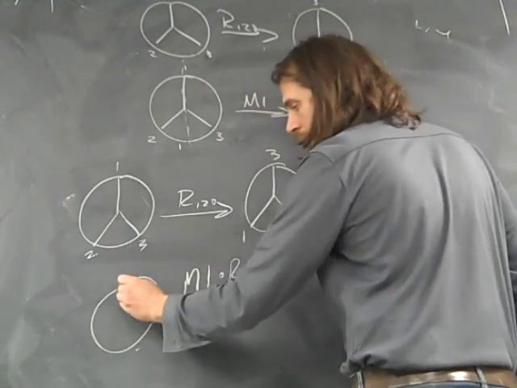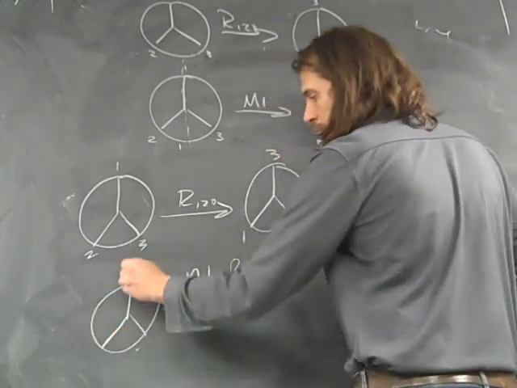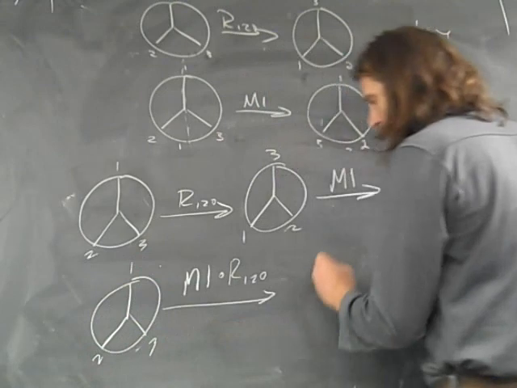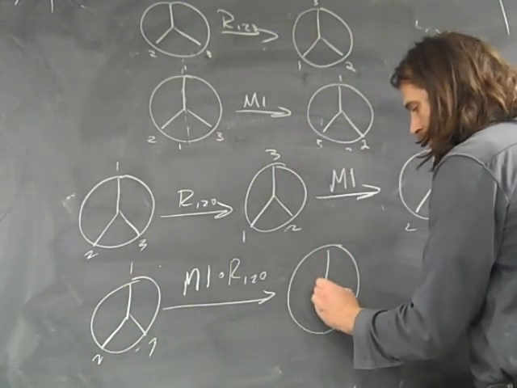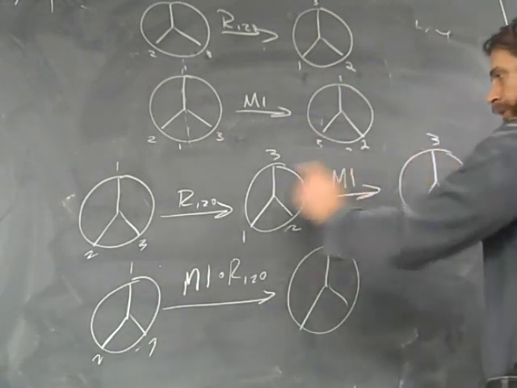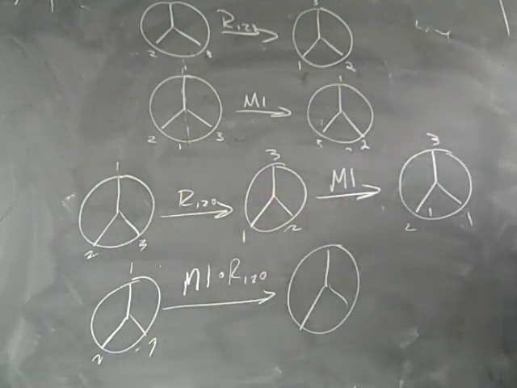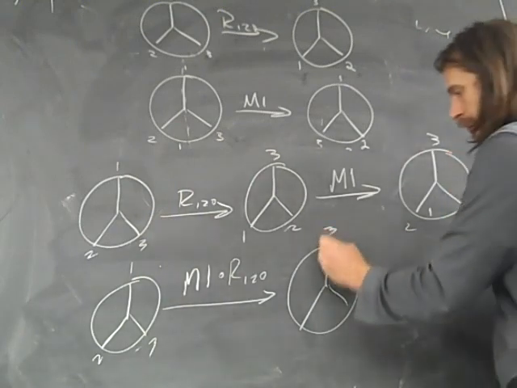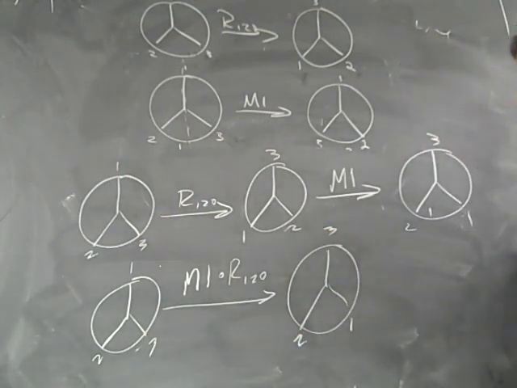Our input was 1, 2, 3, and our output, we said our input was going to be the first logo, and then the output is this logo, the final output, and this is 3, 2, 1. Okay, let's do another example of composition of functions.